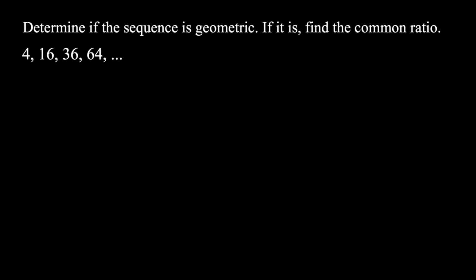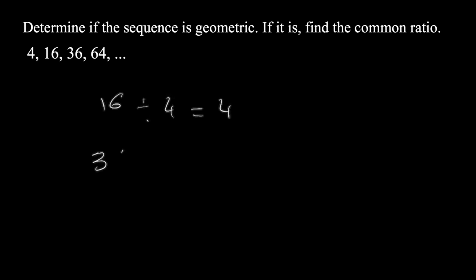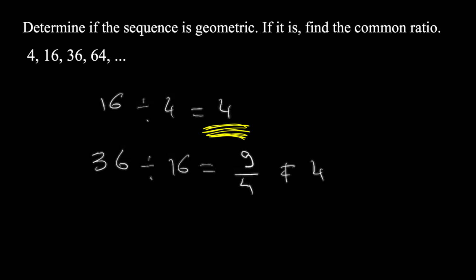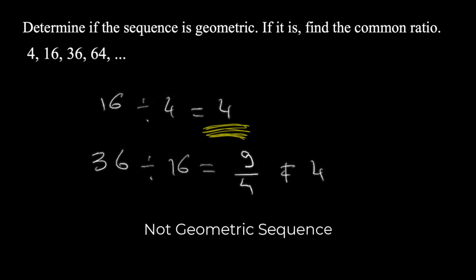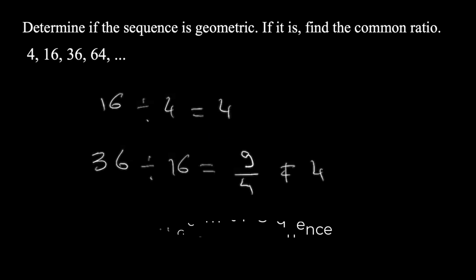Let's look at that. Here we have 4, 16, 36, 64, and so on. So as we did in the previous question, we do 16 divided by 4, which is equal to 4. After that, 36 divided by 16 is going to be equal to 9 over 4, which is not equal to 4. And that clarifies that this sequence is not geometric. Let's look at some other types of questions.